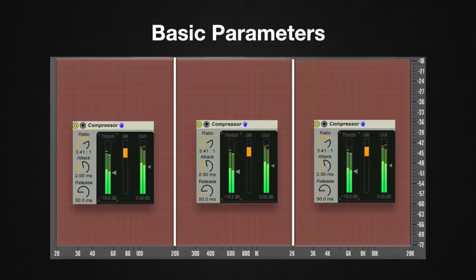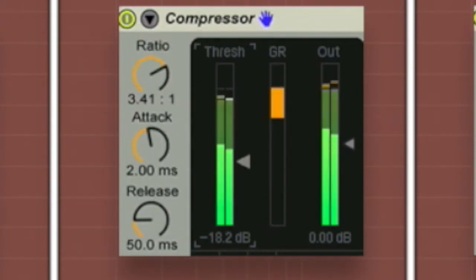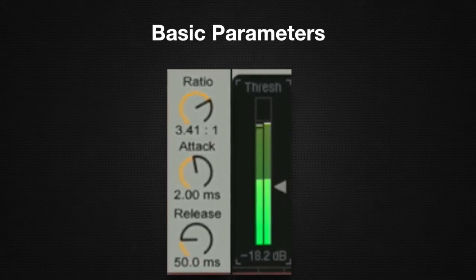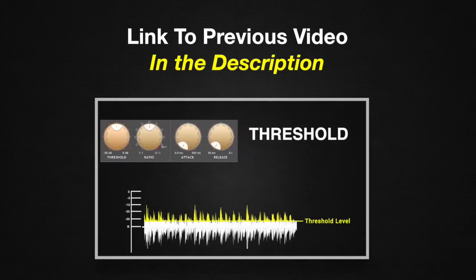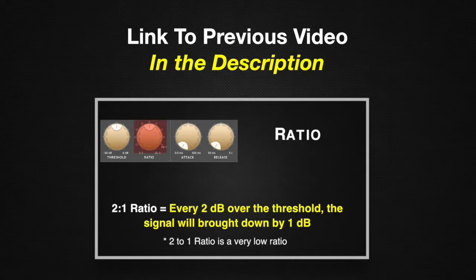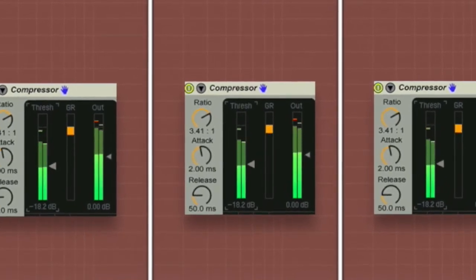Now let's go over the basic parameters of a multiband compressor. Really, they are the same as a normal compressor. Each band has its own set of basic compressor controls: the attack, the release, the threshold, and the ratio. There are other controls in a multiband compressor, but I just want to go over the basic ones. These controls function the same as they do in a normal compressor, so if you're unsure of what they do, go back to my previous video on how to use a compressor, where I go into detail on them. But once again, they function the exact same way, except they are only applied to specific frequency ranges.